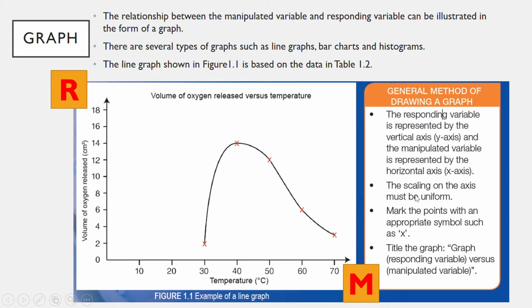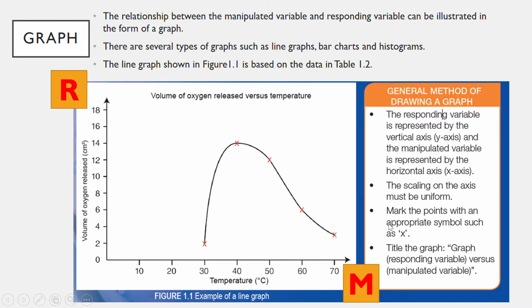Okay, second point is the scaling, skala, pemilihan skala. So scaling on the axis must be uniform. Uniform here means pemilihan skala itu mestilah seragam. Okay, for example here 10, so each section here is 10.